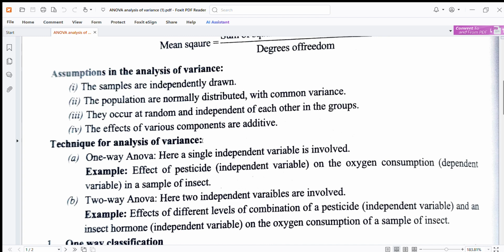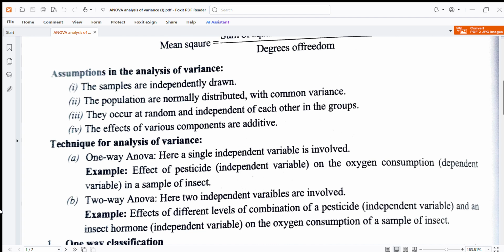Assumptions in the analysis of variance. First, the samples are independently drawn. Second, the populations are normally distributed with common variance. Third, they occur at random and independent of each other in groups. And fourth, the effects of various components are additive.